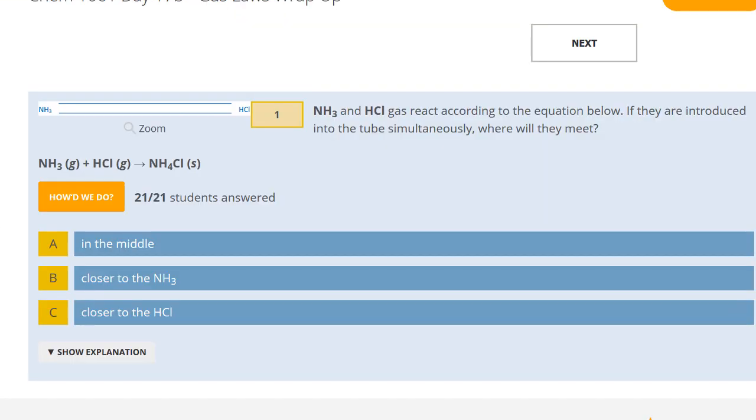Let's see what we came up with. Closer to the HCl. And why would we say it's closer to the HCl? The majority of us were right. Why should we be able to predict this? The majority of you did predict correctly.